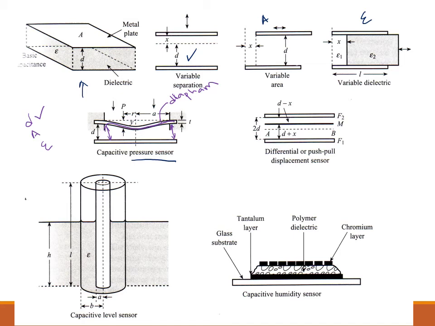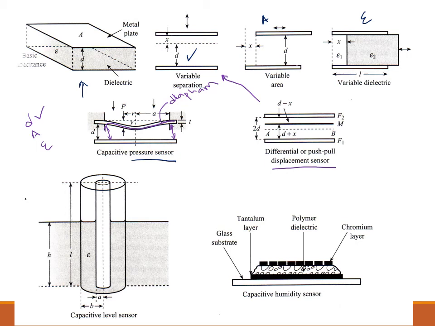The second one here is the differential or push-pull displacement sensor. For this type of sensor, it basically uses this method: change the distance, but the distance here can be plus some displacement or minus some displacement. Because it is a push-pull displacement sensor, we have two conditions of displacement.